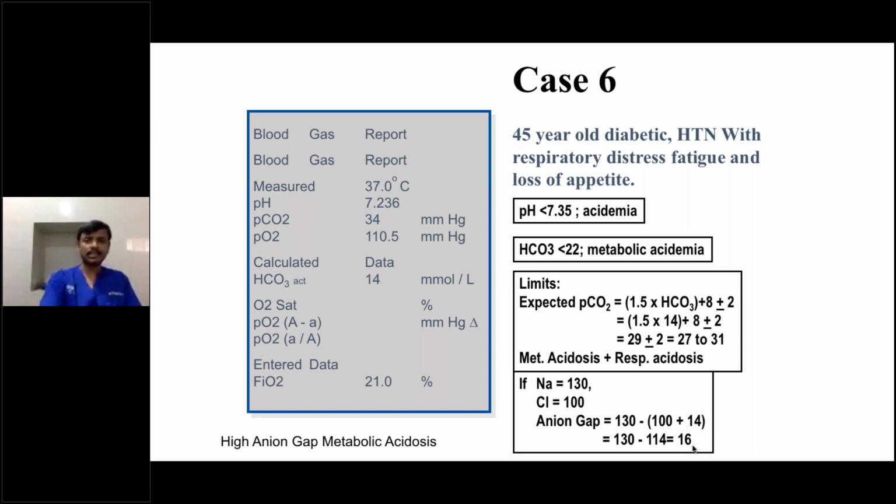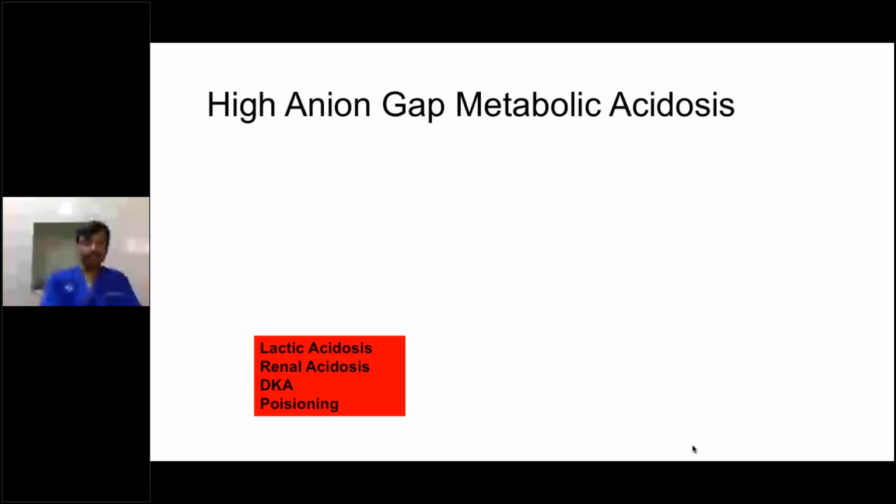Then comes the beauty here. Look at the lactate. If lactate is normal, then it is not a lactic acidosis, not a sepsis or hypoperfusion. Check the RFT. If RFT is normal, it means there is no kidney failure or uremic acidosis. Look at the urine ketone bodies, which come as positive. So urine ketone bodies are positive, there is a high anion gap metabolic acidosis. That means it is a diabetic ketoacidosis.